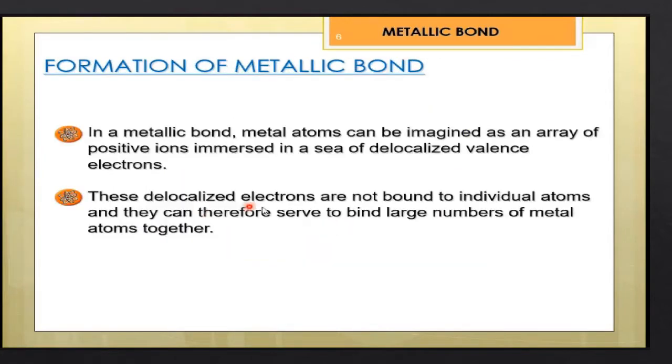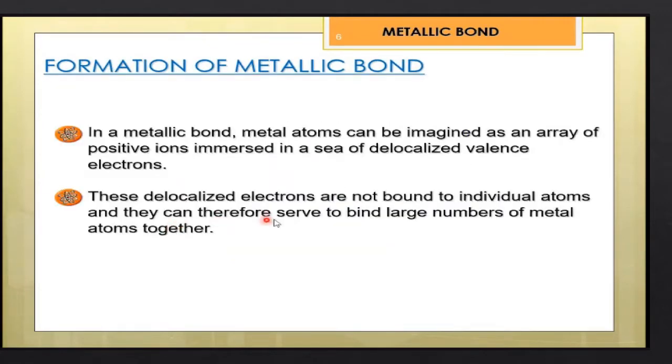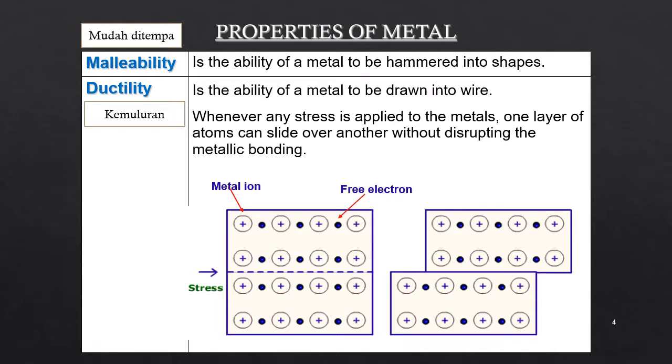So these delocalized electrons are not bound to individual atoms. What does that mean? It means that these free electrons move around. They do not belong to any of the positive ions. They just move around, and they can therefore serve to bind a large number of metal atoms together.